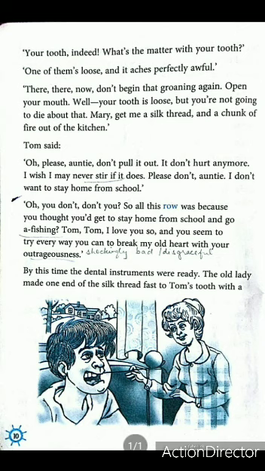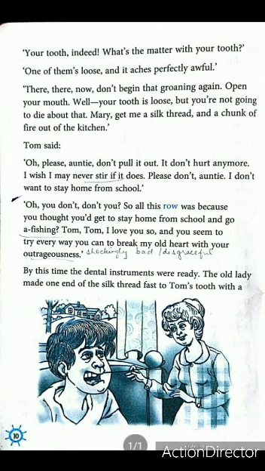Then we find that Aunt Polly ordered Mary to get the things to pull out Tom's loose tooth. Hearing these words, immediately Tom stopped feeling any pain and requested his aunt not to put out his tooth, which would be extremely painful for him. He also disclosed that he didn't wish to stay at home, away from school.